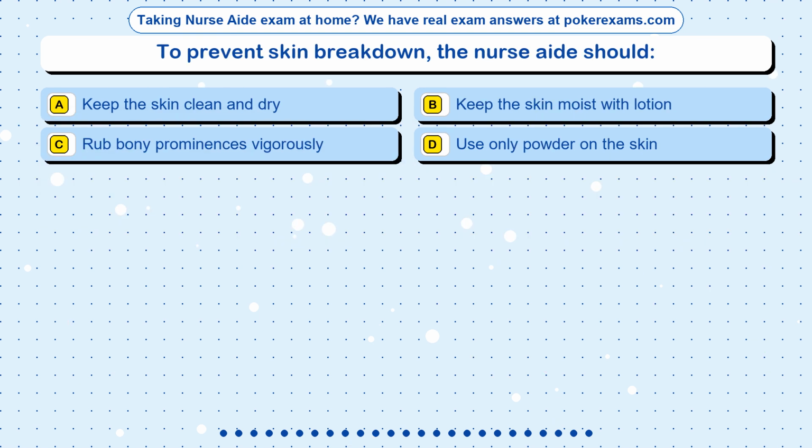Question 18. To prevent skin breakdown, the nurse aide should: Option A. Keep the skin clean and dry. Option B. Keep the skin moist with lotion. Option C. Rub bony prominences vigorously. Option D. Use only powder on the skin.